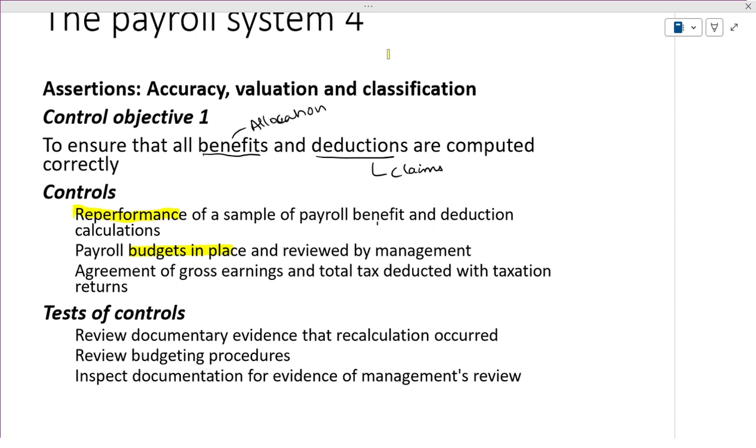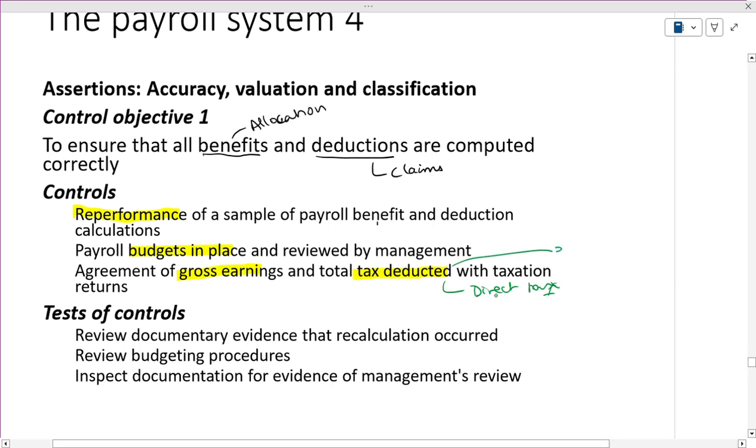Agreement of gross earnings and total tax deducted. Here we don't have any tax, is it right? We don't have. But if you take other countries, you will have a direct tax. You have two types of tax, personal tax and direct tax. Direct tax is on the employees. If you take the UK or USA, you have to pay around 35% to 40% as tax.